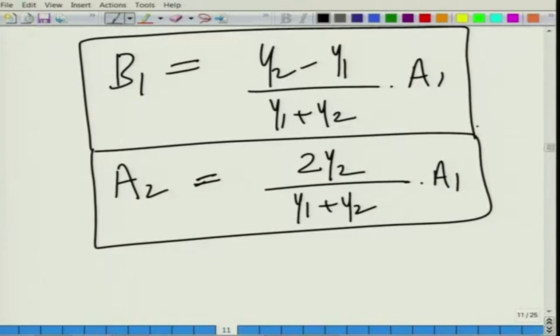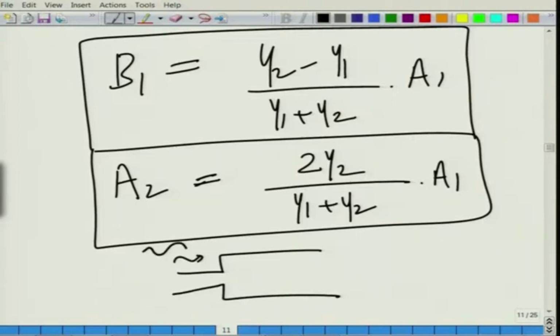So, what does it mean? The wave that is reflected back into the constituent element from which it came, that is the reflected wave where I am pointing, B1, is this, and A2 is this, and this is A1. Let us analyze what happens to this value by taking different values of y2 and y1.